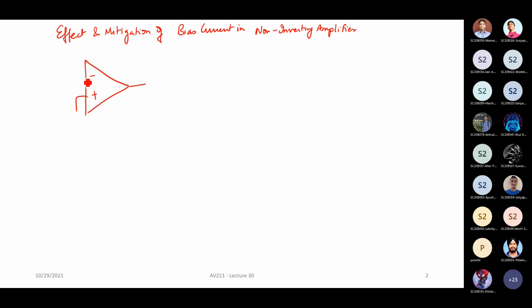This non-inverting amplifier, we have been looking at it for quite some time. So what is a non-inverting amplifier? You give the input at the plus terminal and you have a feedback resistor RF and another resistor R1. Let's call this Vout. And we also know the gain, which is basically 1 plus RF by R1. So this we already know. Today what we're going to see is what happens when you have an input bias current here.